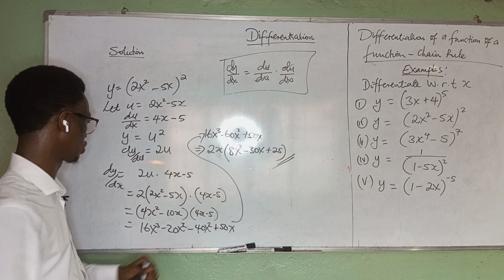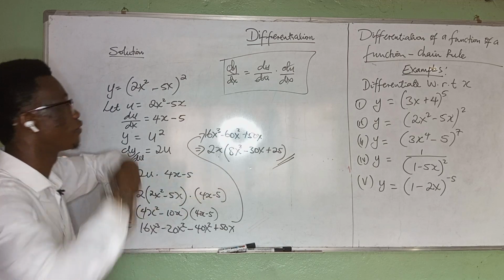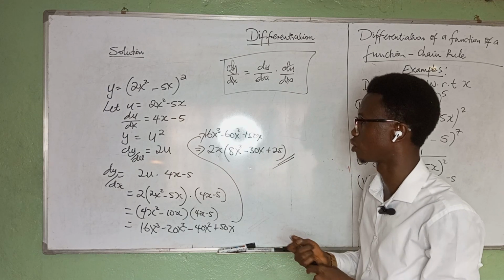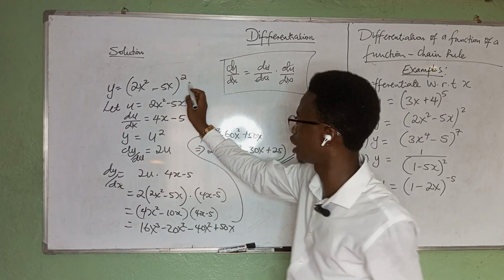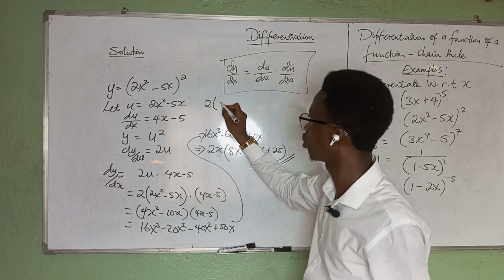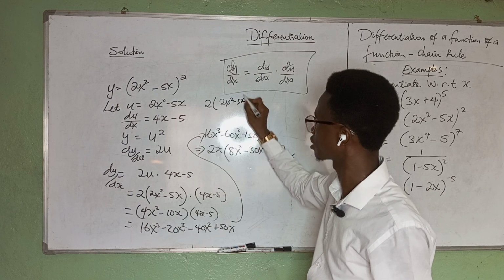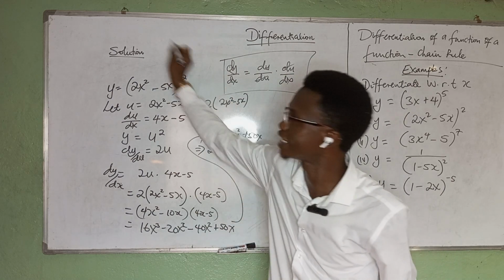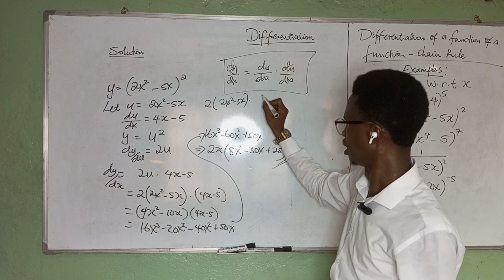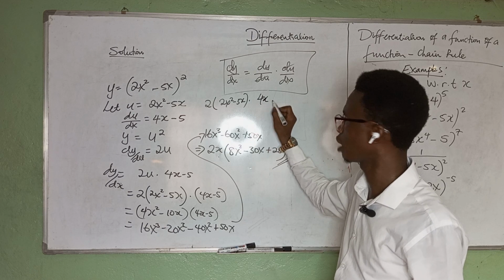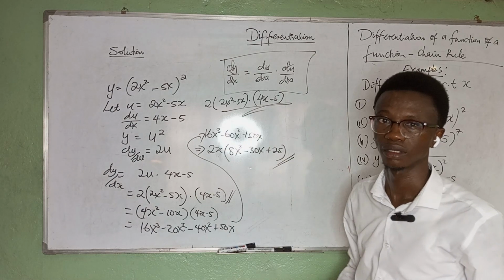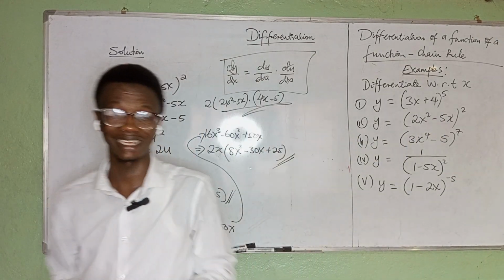Now let's say you don't want to use this one. Remember this is our answer. If you want to use the other method, the direct method, you can still use it. So in the direct method, you multiply 2 by everything here, which gives you 2 into 2x squared minus 5x. So you differentiated the power. Now multiply by what you get if you differentiate what's inside the bracket, that gives you 4x minus 5. So you still have the same thing as this one. Simple. So let's look at the next example.